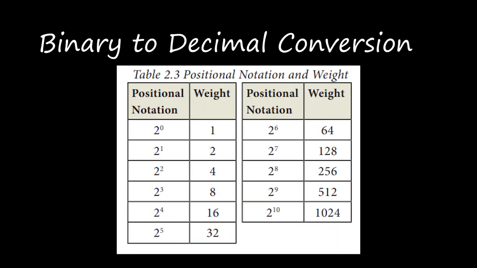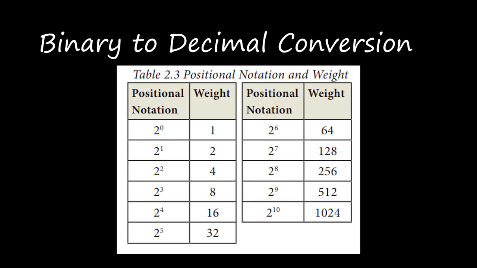Here the positional weights are: 2 power 0 is 1, 2 power 1 is 2, 2 power 2 is 4, 2 power 3 is 8, 2 power 4 is 16, 2 power 5 is 32, 2 power 6 is 64, 2 power 7 is 128, 2 power 8 is 256, 2 power 9 is 512, 2 power 10 is 1024. Now we are going to convert a binary number into its decimal number.